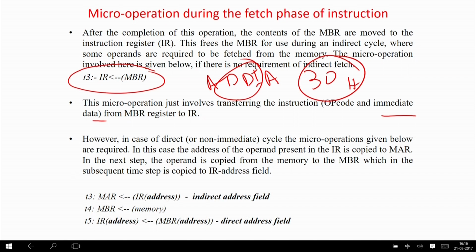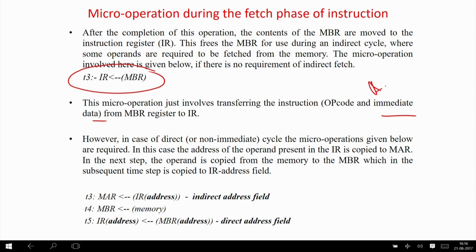But assume that in this case it is an indirect, or it can be a direct, but a non-immediate mode of addressing. Then in this case what happens? Say we take ADD accumulator 30 hex. So, it is a direct addressing mode. We are saying that take the value from the memory location 30 hex, you go to the memory location called 30, whatever data is there you add it to the accumulator and store it.